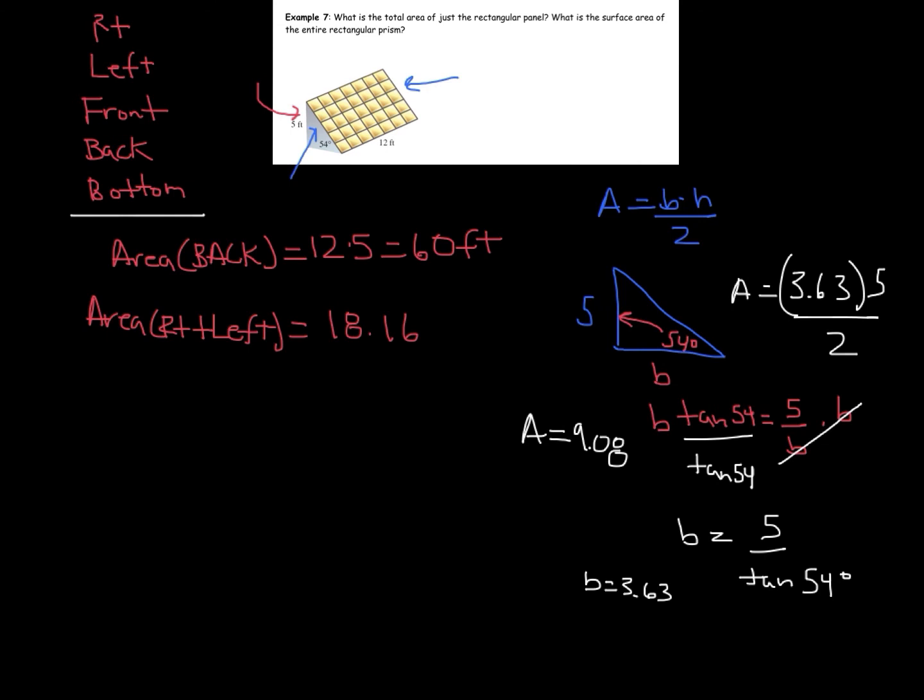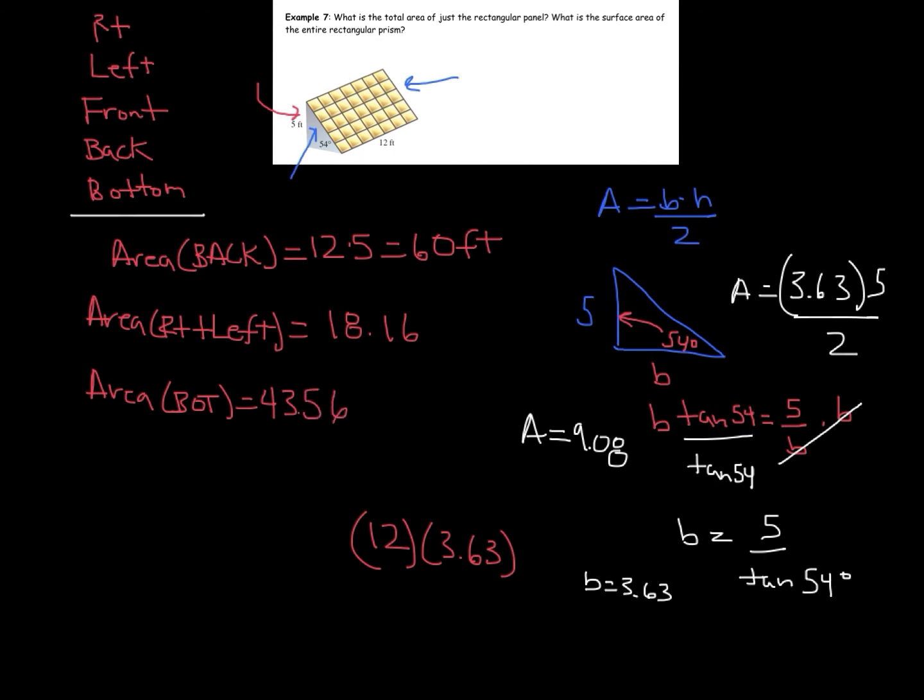All right, so the bottom is going to be also another rectangle. And so the bottom is just going to be length times width. Well, that's just going to be 12 times 3.63. So let's see what we get when we type that in. So 3.63 times 12 gives us 43.56. So the area of the bottom is just going to be 43.56.